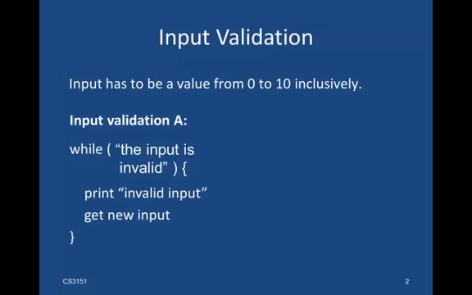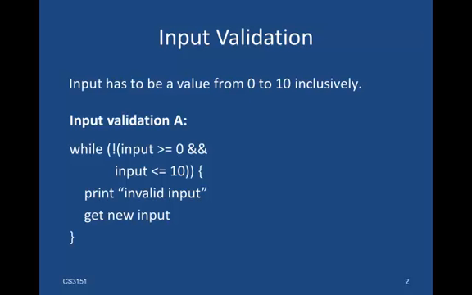Hence the loop condition should be true if the input is invalid, and it should be false if the input is valid. The input is valid if the input value is greater than or equal to 0, and at the same time less than or equal to 10. Now we only need to negate this to get the loop condition: not, in parentheses, input greater than or equal to 0 and input less than or equal to 10. That is the first version of the while loop.